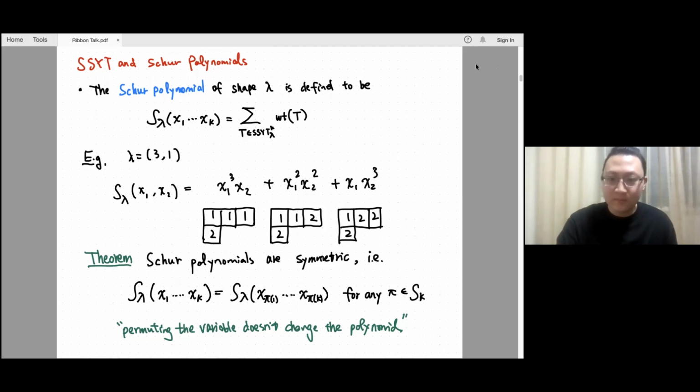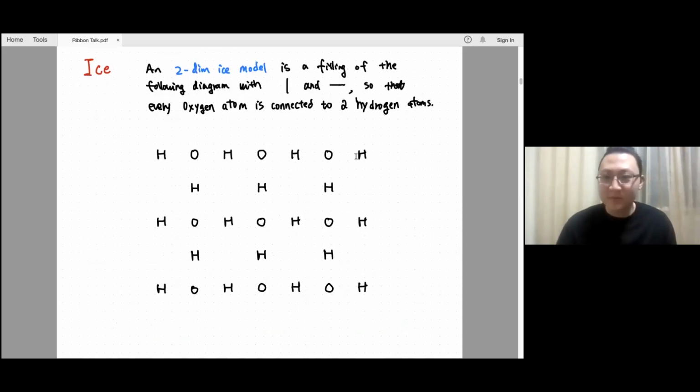All right, so now I'm going to switch gears and talk about some physics. A 2-dimensional ice model is like you have a bunch of hydrogen and oxygen atoms arranged in this way, and then we want to connect these atoms so that we create a bunch of H2Os. For example, here is one possible state of this model. As you can see, one oxygen is always connected to 2 hydrogen atoms. And here is another state of this model.